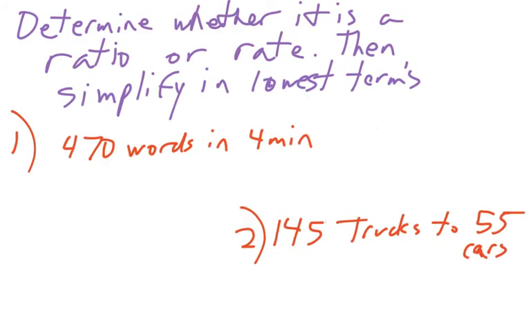Okay, so to finish off, I want you to try these problems on your own. For both these problems, you're first going to determine whether it's a ratio or rate. So you're going to write one of those words. And then simplify your ratio or rate in lowest terms and make sure you keep your units if it's a rate. So go ahead and pause the video and try these on your own. The next 15 seconds will be blank.